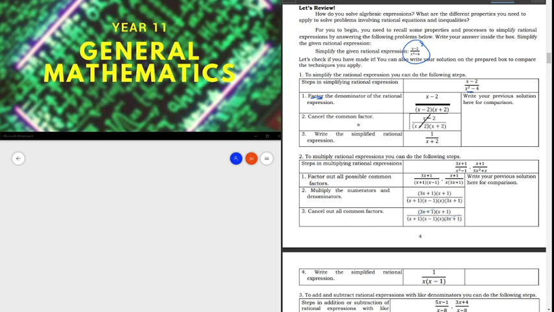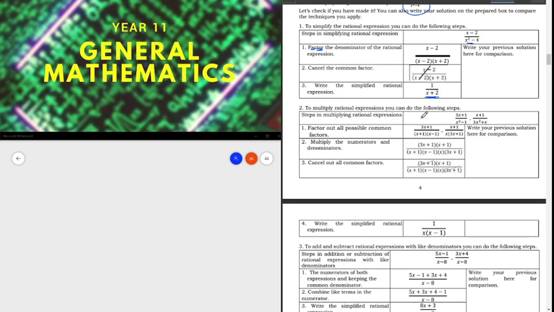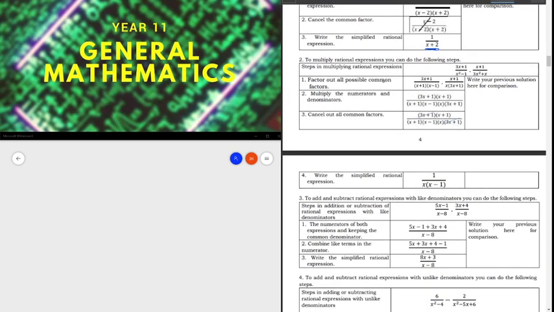So next is cancel the common factor. So we have here the same as x minus 2, then the denominator is x minus 2. So write the simplified rational expression. So we have now 1 over x plus 2. So quite simple, right?